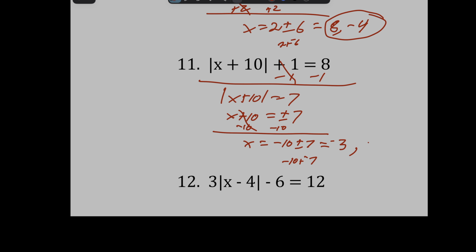Add a line, change a sign. Signs are the same, so we add and we keep the sign. And those would be my answers.